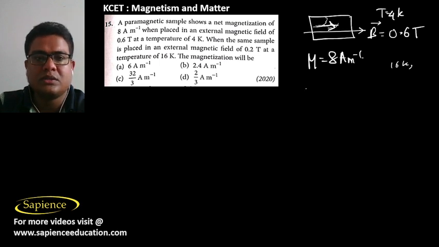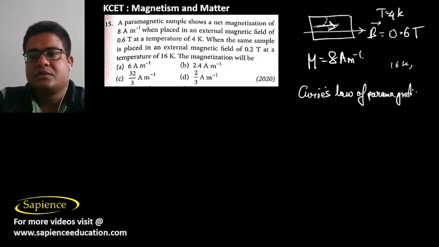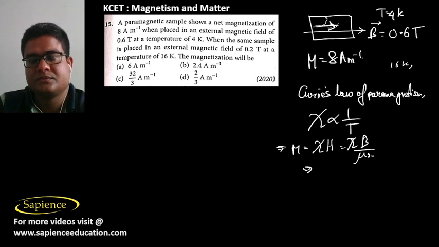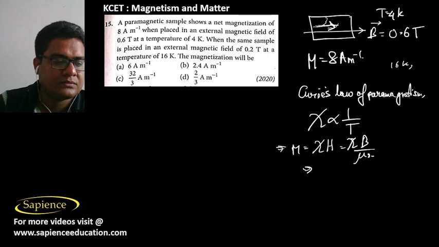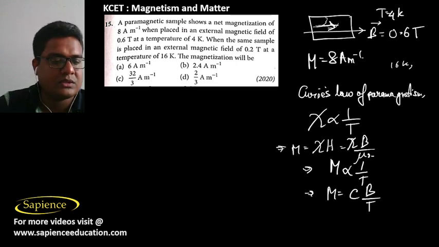according to Curie's law of paramagnetism, chi is inversely proportional to T, means that M is equal to chi H, where H is equal to B by mu naught. So chi is inversely proportional to T, means that M is also proportional to 1 by T. So now M, I can say, is C B by T, where C is the Curie's constant.